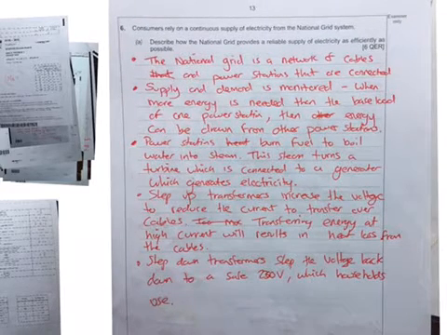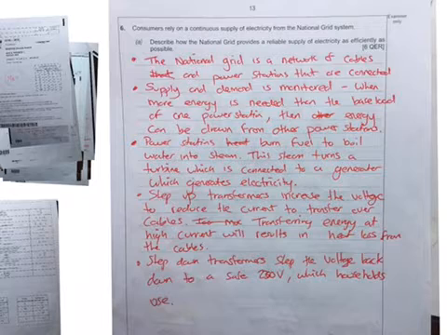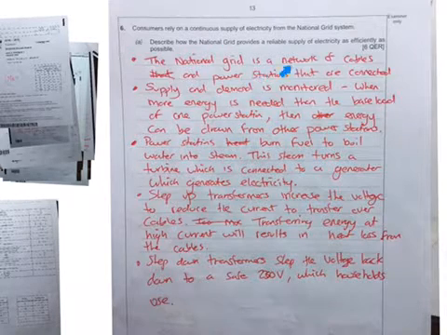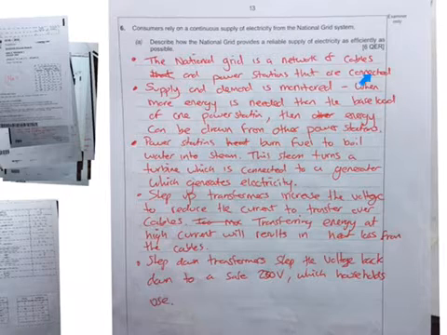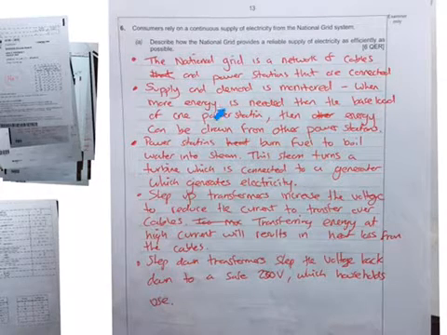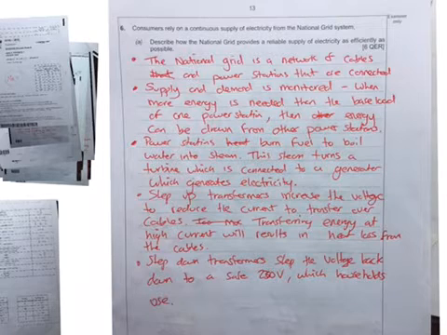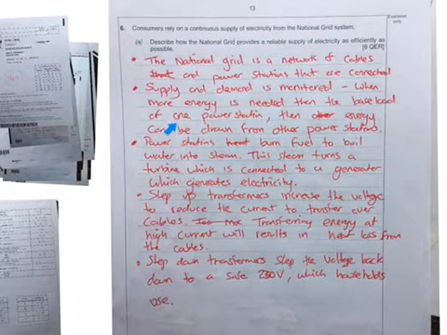Describe how the national grid provides a reliable supply of electricity, as efficiently as possible. So the national grid is a network of cables and power stations. They're connected all together just in case the demand goes up. So I've said there, supply and demand is monitored, and when more electricity is needed than the base load, which is pretty much the maximum electricity a power station can output.